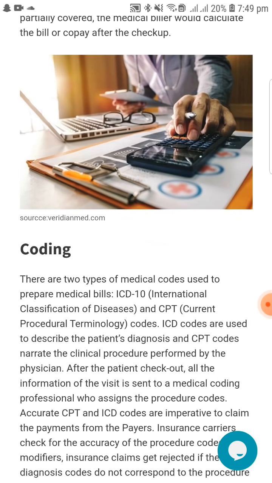Coding. There are two types of medical codes used to prepare medical bills: ICD-10, International Classification of Diseases, and CPT, Current Procedural Terminology codes. ICD codes are used to describe the patient's diagnosis, and CPT codes narrate the clinical procedure performed by the physician. After the patient checkout, all the information of the visit is sent to a medical coding professional who assigns the procedure codes.